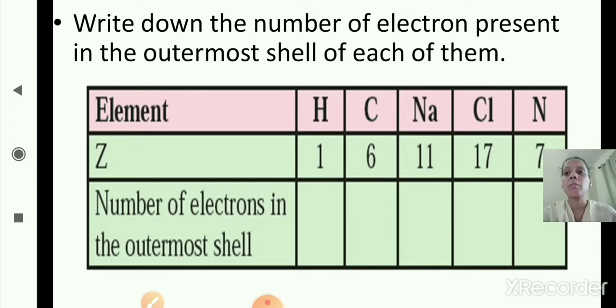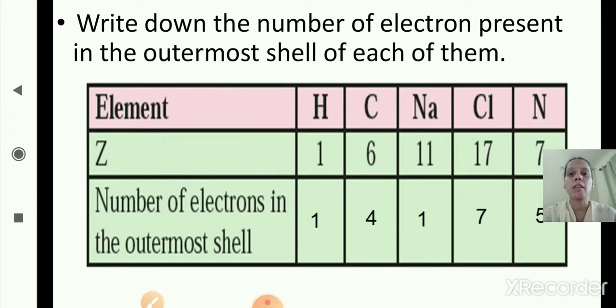Okay, how will you write down the number of electrons in the outermost shell? We will accommodate these electrons in the different shells. Start from the first shell which is closer to the nucleus, that is K shell. What is the maximum capacity of K shell? 2 electrons. Then the next is L shell. The maximum capacity of L shell is 8 electrons. Then M shell. The maximum capacity of M shell is 18 electrons. And then the N shell. The maximum capacity is 32, and so on. So now let's start.